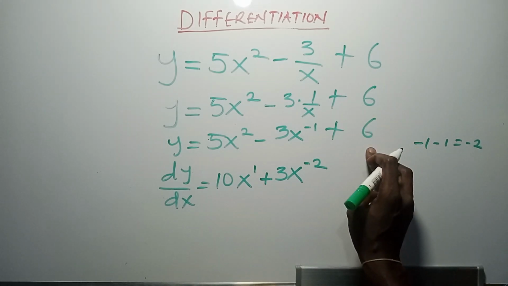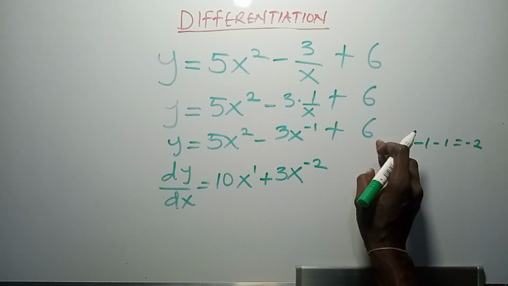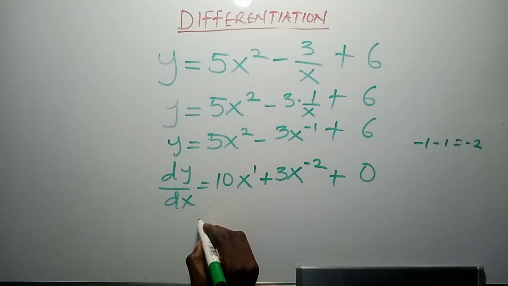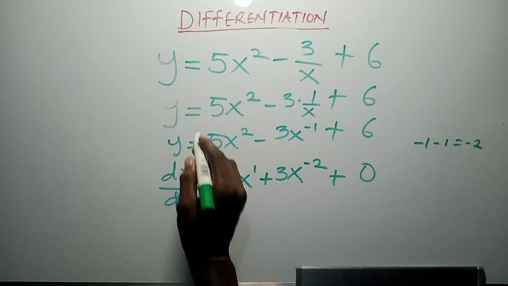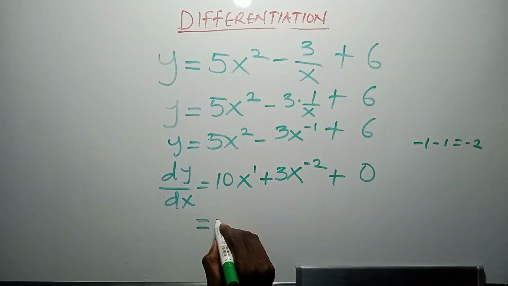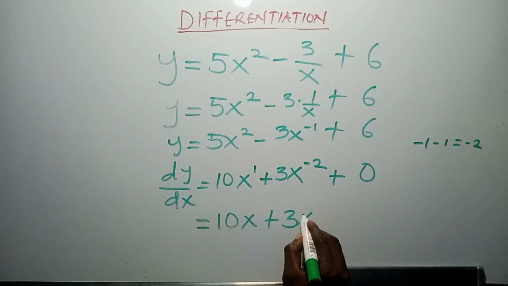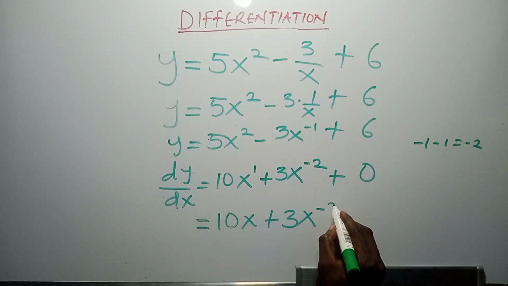And this is a constant because it doesn't have x attached to it. Therefore, it is equal to 0. So dy/dx of this expression is equal to 10x plus 3x raised to the power of minus 2.